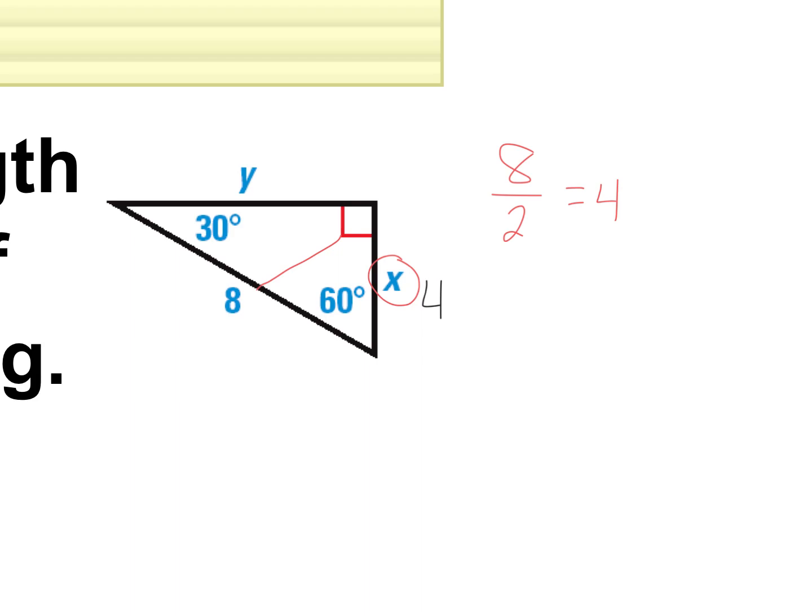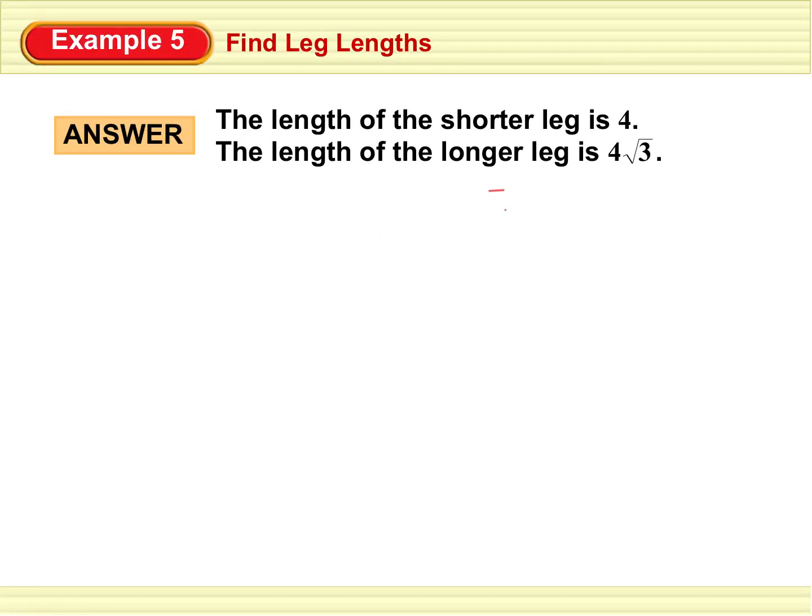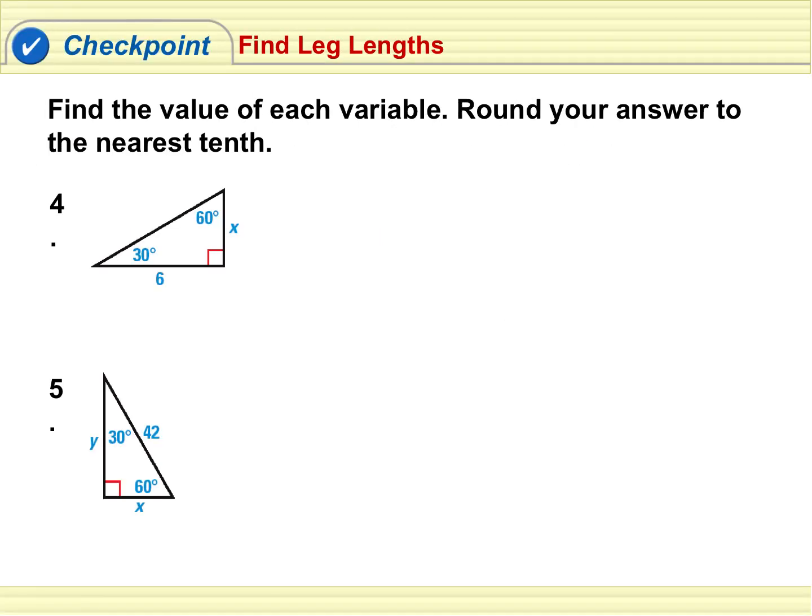So now, how do I find my long leg? Times by square root of 3. Right, because which leg do we always want to go from? The short leg. So I'm going to take my short leg times what to get to my long leg? Square root of 3. And then what do I get for my answer? 4 square root of 3. And that is my long leg. So you always want to go back to your short leg to find your other side lengths. Okay, go ahead and try 5 and 6, or 4 and 5 on your own.